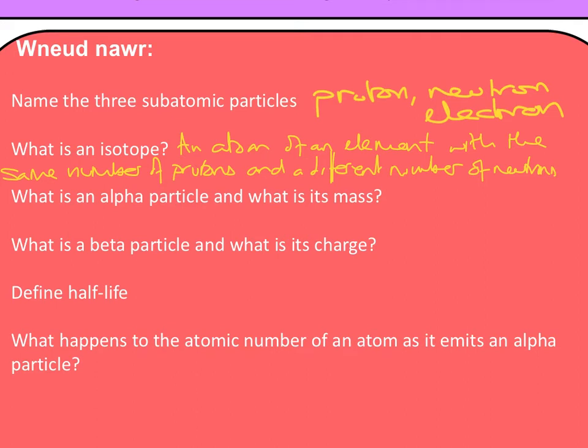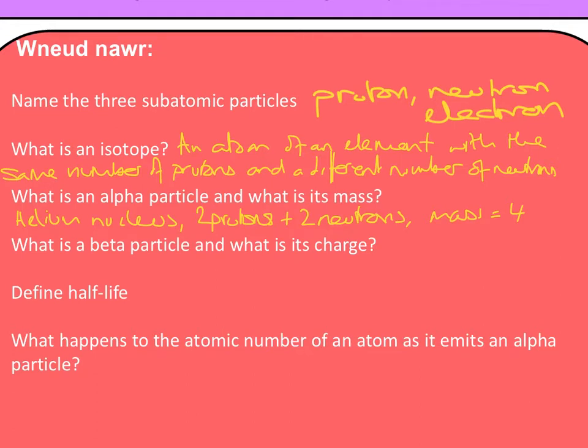Okay, what is an alpha particle? Okay, so it's a helium nucleus. So that's 2 protons plus 2 neutrons. Okay, that is emitted from the nucleus of an unstable atom, and its mass, because it's 2 protons and 2 neutrons, equals 4.